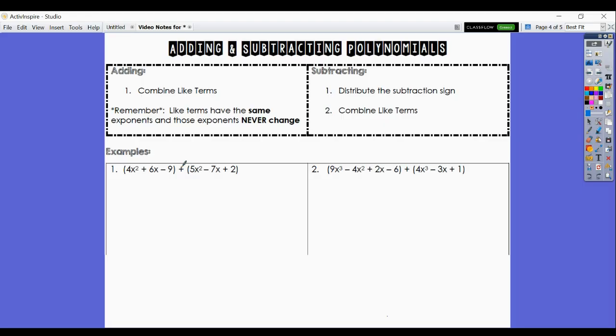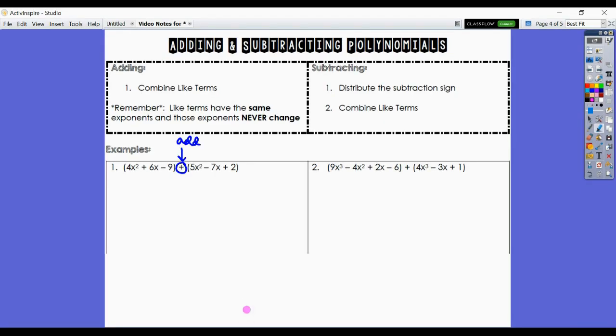Combining like terms, I go ahead and highlight my like terms in different colors. 4x squared will match up with a positive 5x squared because they have the same variable and exponent. When I combine their coefficients of 4 and 5, I get 9x squared. Then I'll choose a different color for the next like term of 6x. That blue 6x will match up and combine with the negative 7x. When I combine those like terms, I get negative 1x.